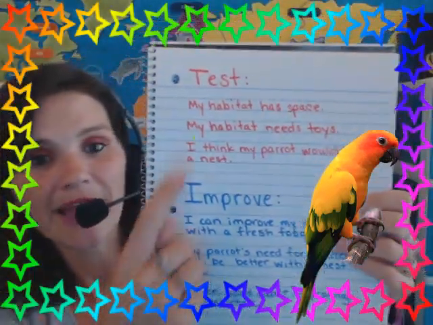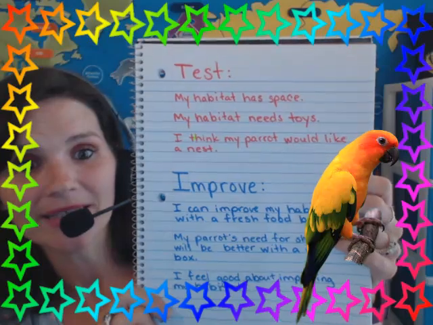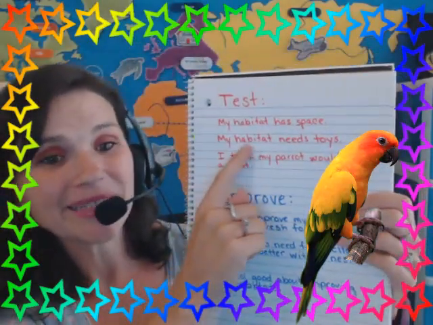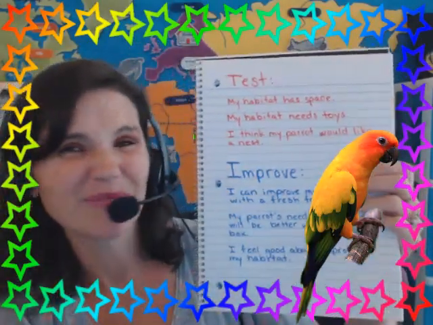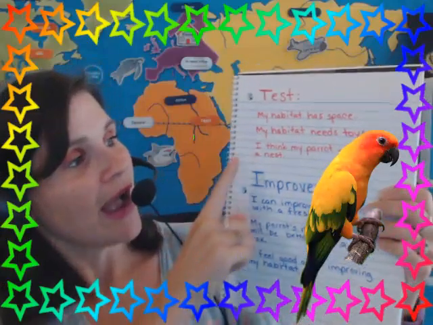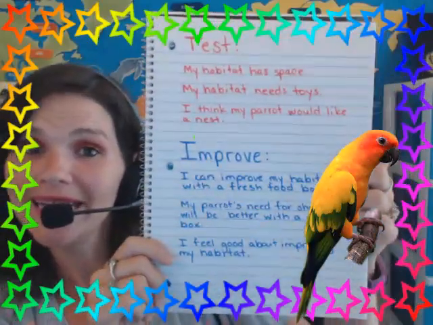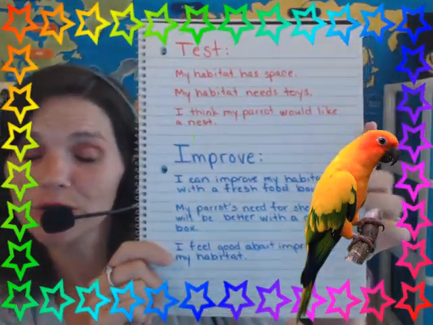When I tested it, I answered some questions as well. I said, yes, my habitat has space, but my habitat needs toys. It has space, but it's kind of boring space. I also think my parrot would like a nest. I think it would like some additional shelter.